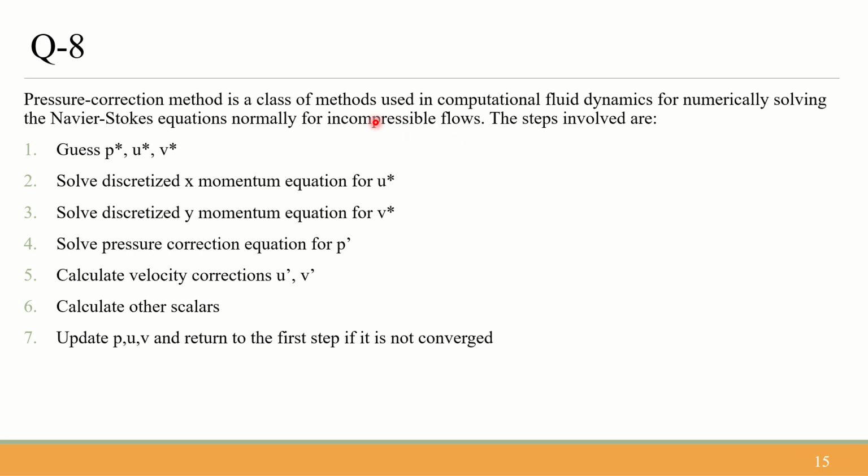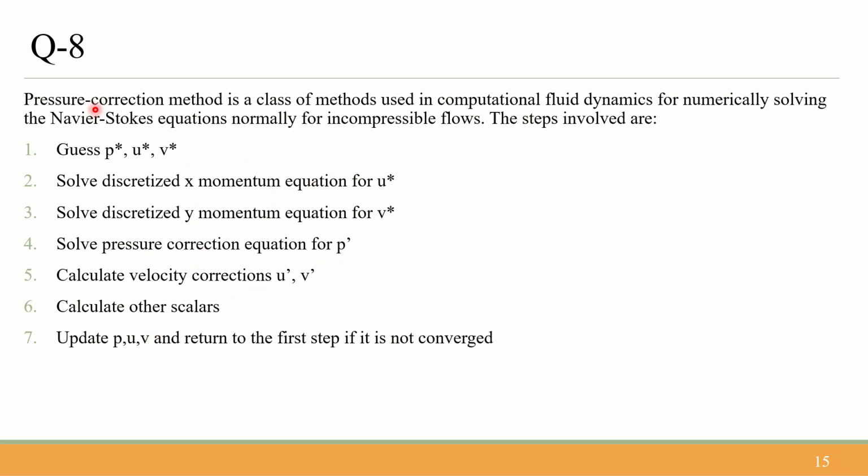So what are the steps involved? Initially we guess P star, U star, V star, and solve the discretized X momentum equation for U star and Y momentum equation for V star. After that we solve pressure correction equations for P dash, and then we calculate velocity corrections U dash and V dash, and calculate other scalars. After that, we update the initial P, U, V and return to the first step if it is not converged.